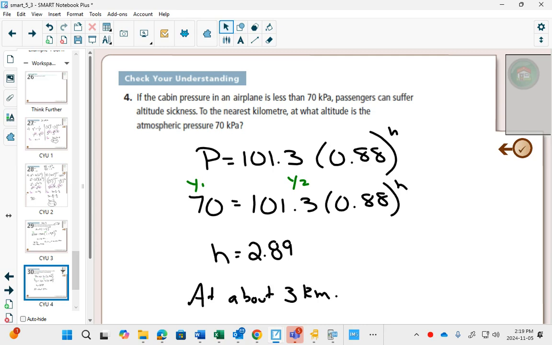So when I talked about the airport in La Paz being 4 kilometers, they actually have an altitude sickness bay for when people get off of the airplane.